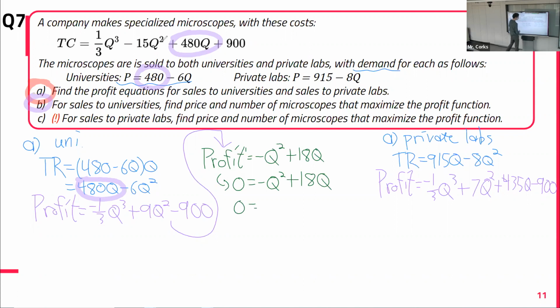What can we do here? We can take out a Q, so Q times negative Q plus 18. And we have our two solutions here. Q equals 0, and then our other one.